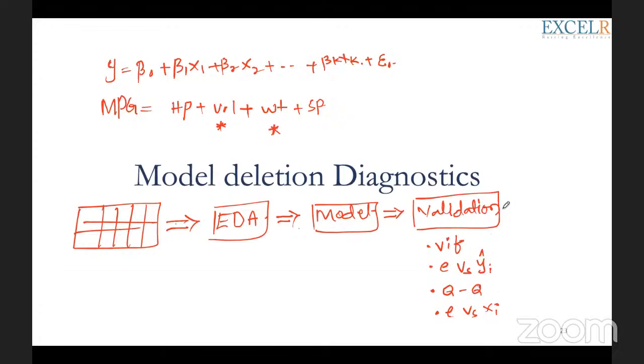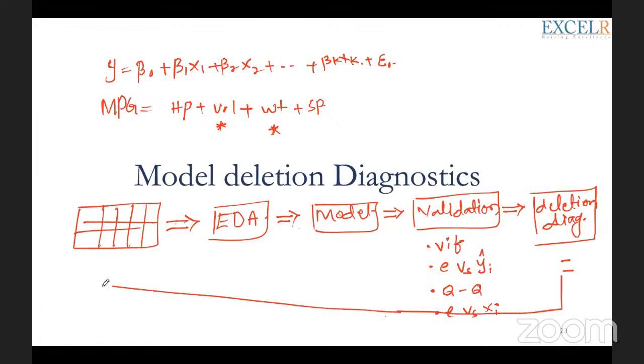And today we are going to discuss model deletion diagnostics. As part of this, we are going to identify the outliers and influencers in the data. Once we find out the outliers and influencers, we'll go back to the data set, remove those outliers and influencers, and again go through this entire process. So we have to follow this procedure.